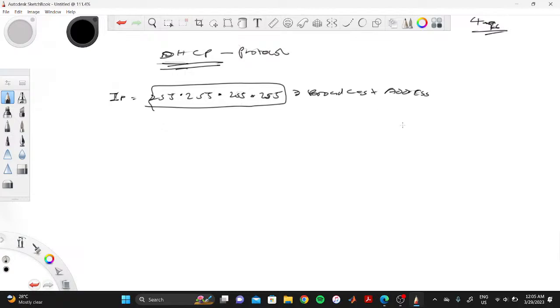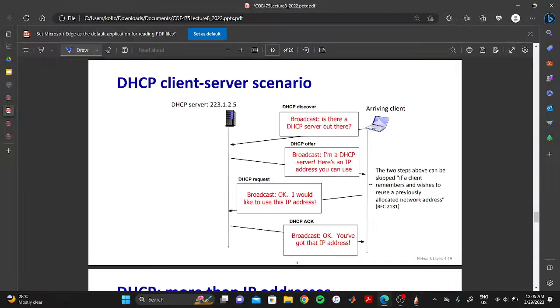Okay, so this is the broadcast address 255.255.255.255. Let's move on. What happens when you connect to a particular network? Your source IP is 0.0.0.0, and then you send a broadcast message, meaning you're sending to 255.255.255.255. This is because you don't know where the DHCP server is.